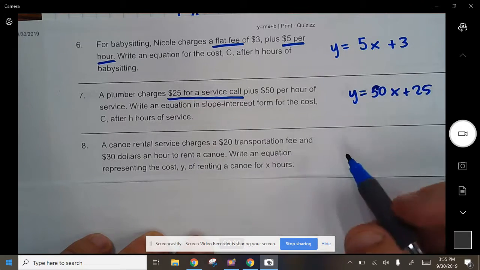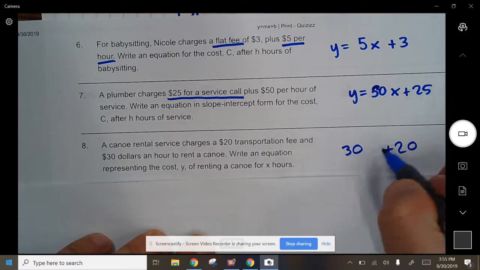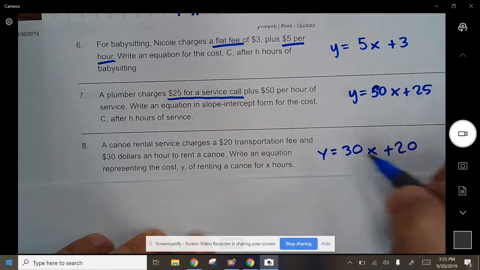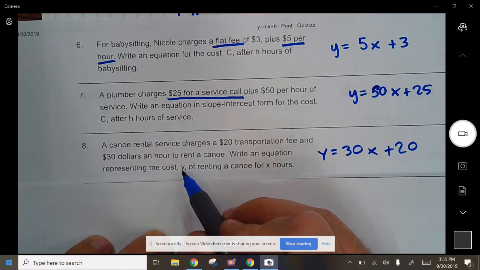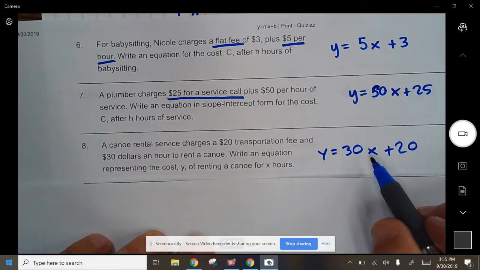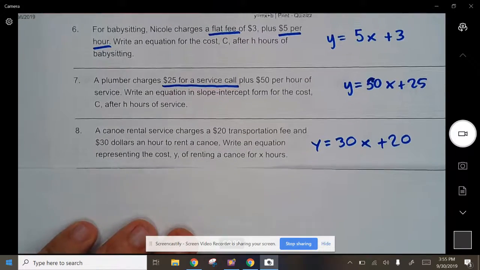A canoe rental service charges a $20 transportation fee and then $30 per hour to rent the canoe. All right, write an equation for cost representing y and the x representing the hours. Okay. All right, guys, do the best you can on the quizzes, and then you can get started on the homework.